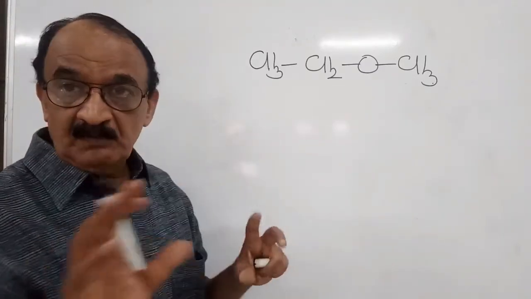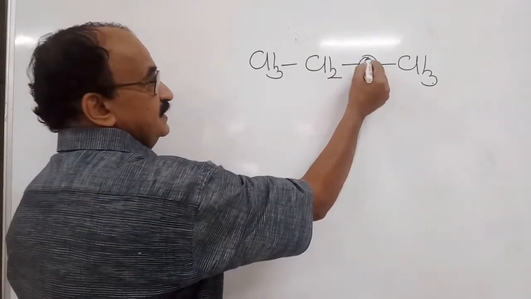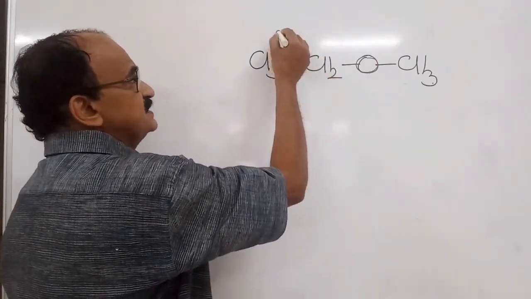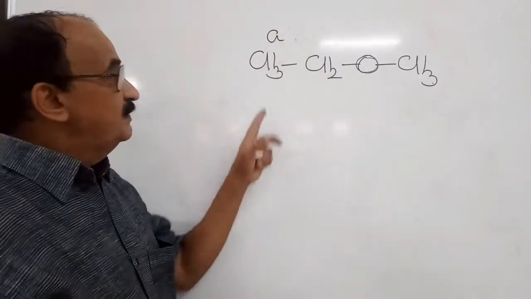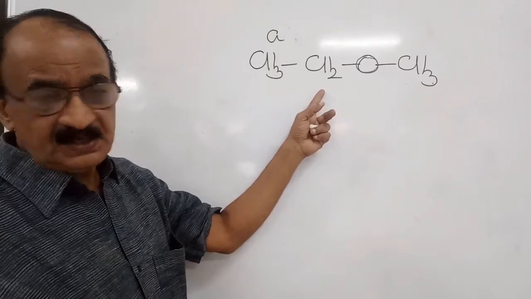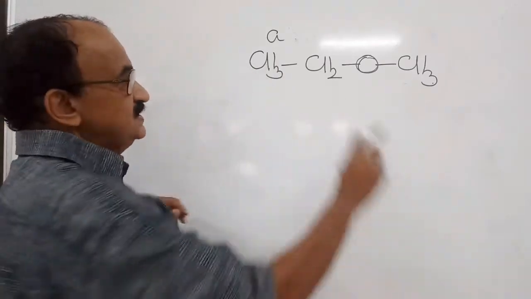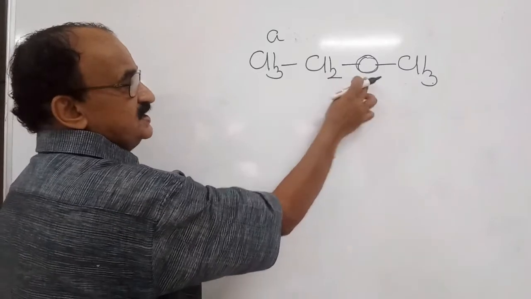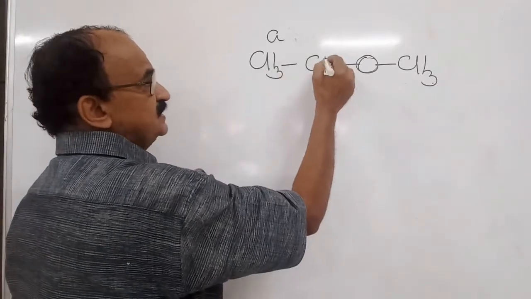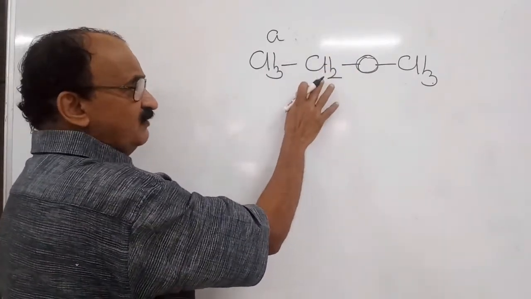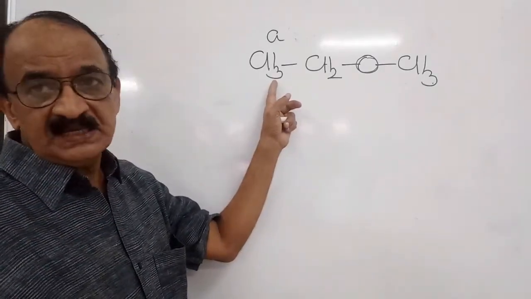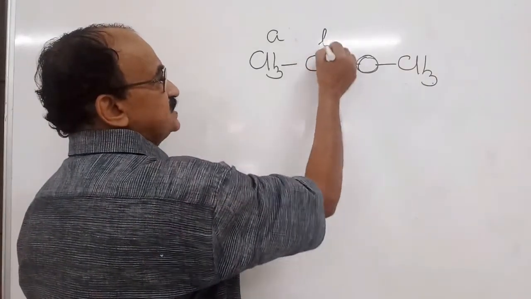First you calculate the number of types of protons. See, this is oxygen, an electronegative atom. If you consider this as A set, the chemical environment of the three protons, they are similar and it is different from CH2. Right? And this is A set. See the chemical environment of these two protons, it is nearer to oxygen and away from this one, and hence the CH2 protons are similar and different from CH3, right? So we can label it as B set.